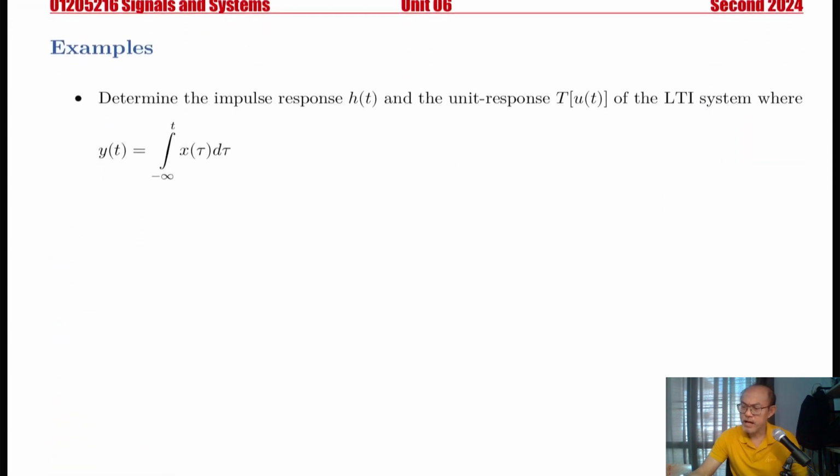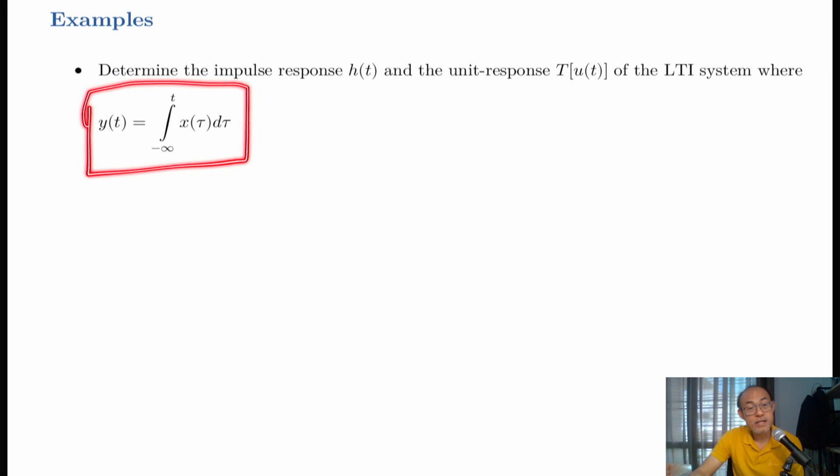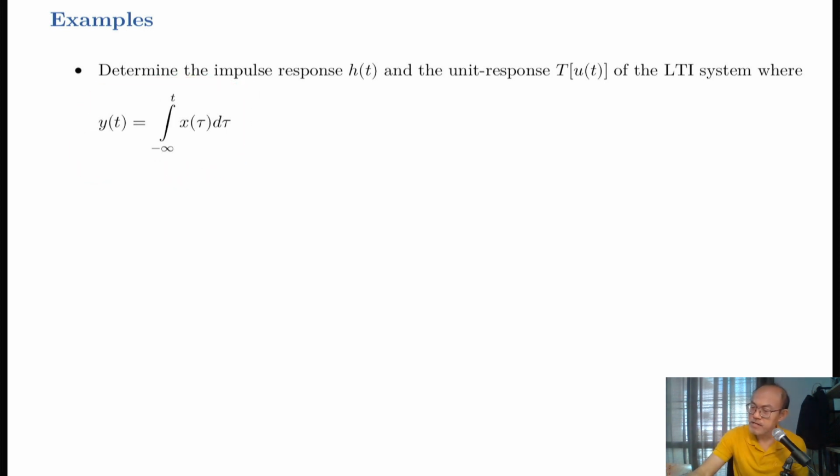Now let's look at an example. The first example is the determination of an impulse response. Suppose we have a linear time invariant system that is defined by this integral. It is an integrator. We have seen this earlier. This is called an integrator.